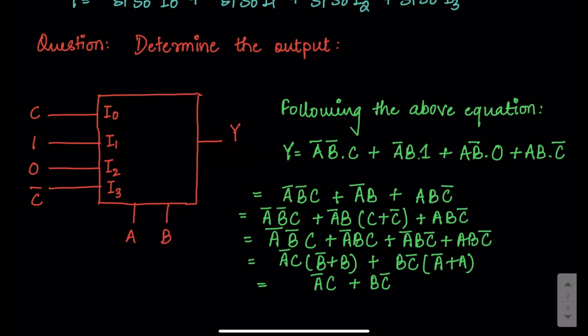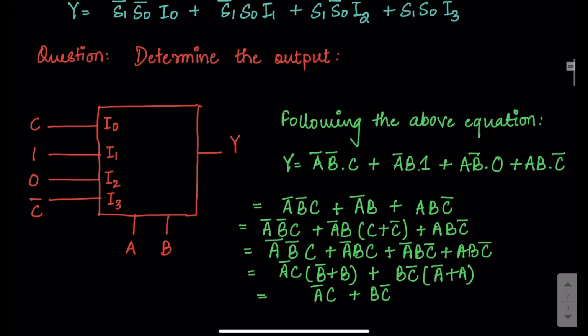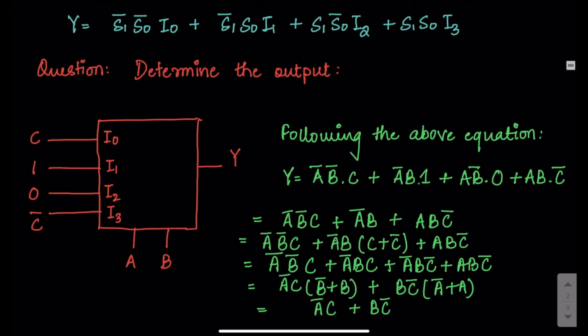So what we do is that we just substitute the value of these inputs into the equation that we have. So we start with saying Y is equal to A bar B bar C, then plus A bar B dot 1, because 1 is the second input, then you have A B bar dot 0, and then A B C bar. Now we know that the third term reduces to 0, and hence we are left with A bar B bar C plus A bar B plus A B C bar.